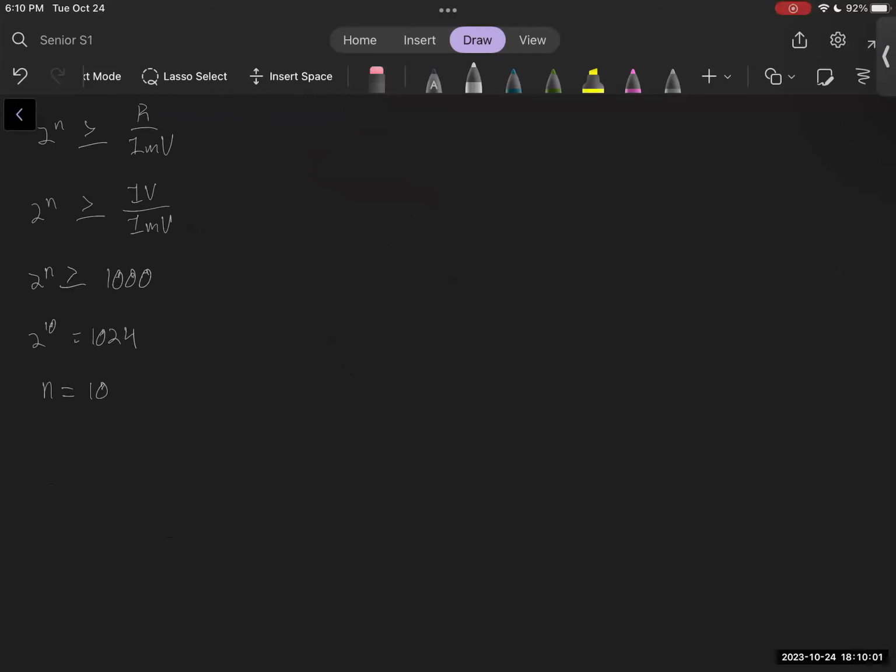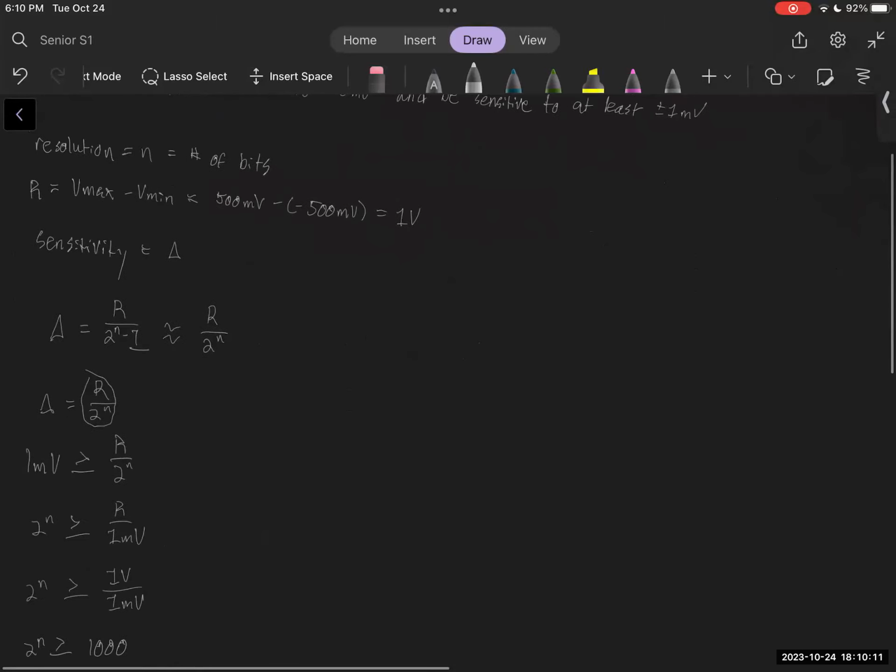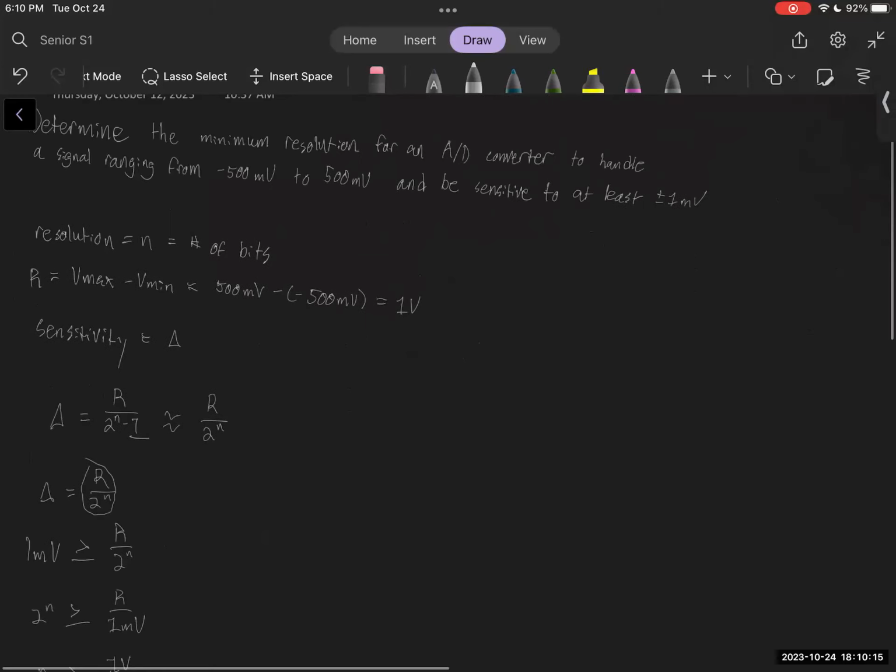Any questions on that? For the, like we do plus minus 500, but we don't do like plus minus 1. Like, so we do 500 minus the min to get 1,000 millivolts, but we don't do that for the noise or the sensitivity or whatever.